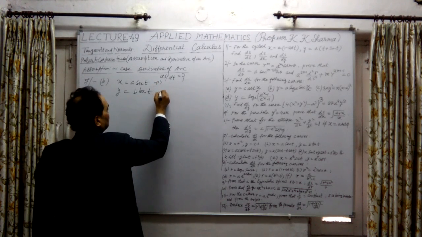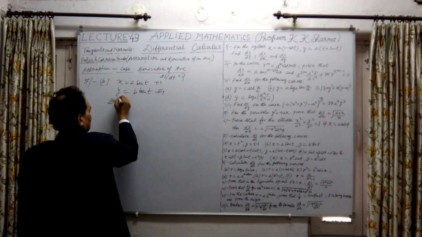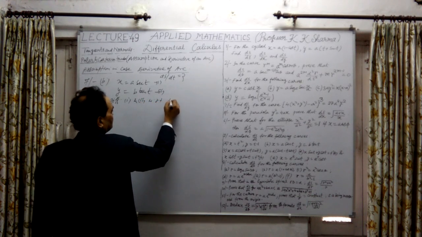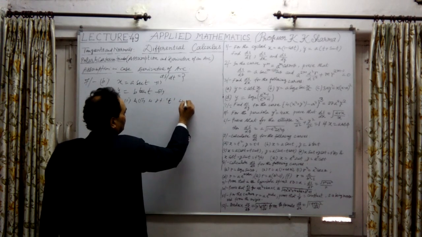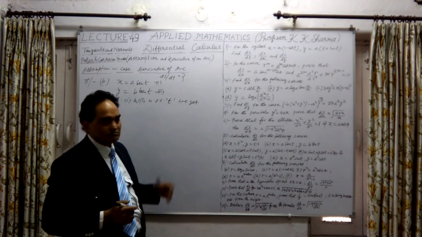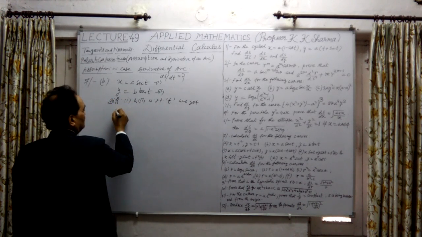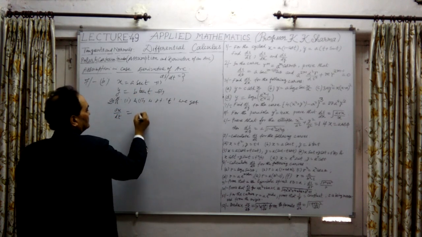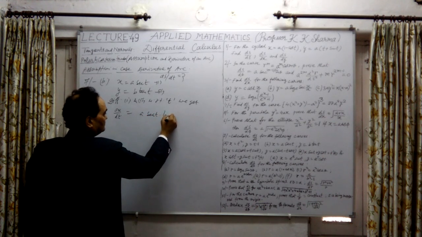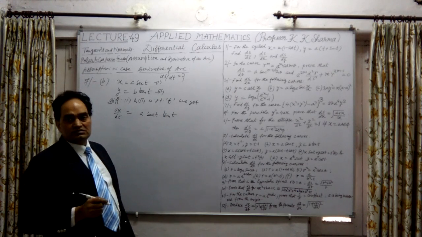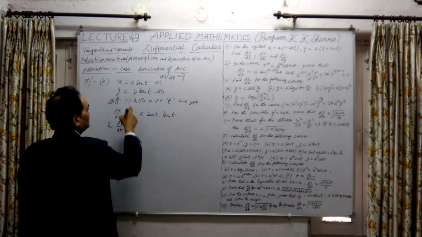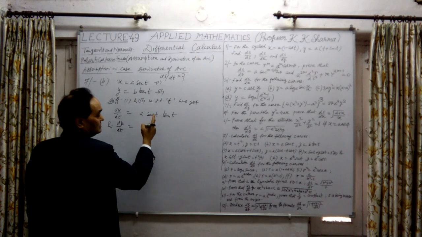So let me take the first and second and differentiate them with respect to t. Because t is the parameter, we have to differentiate all these with respect to t. Then dx upon dt in this case is a secant t into tangent t, because secant t is differentiated as secant t tangent t. And dy upon dt, the second one, is b into secant square t.